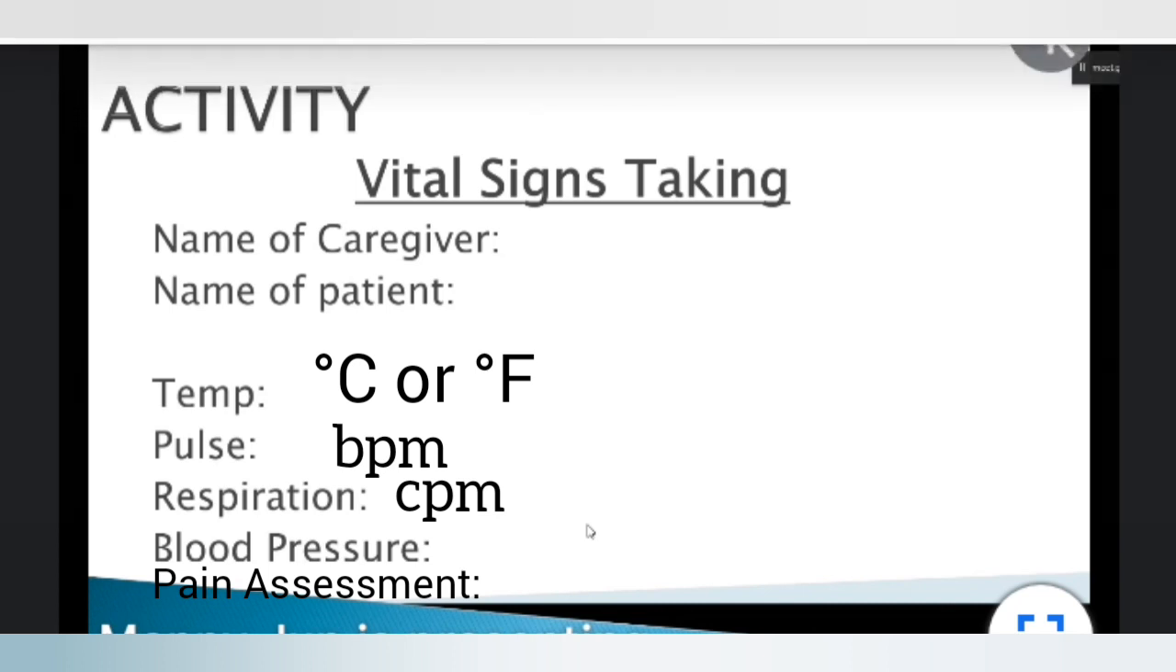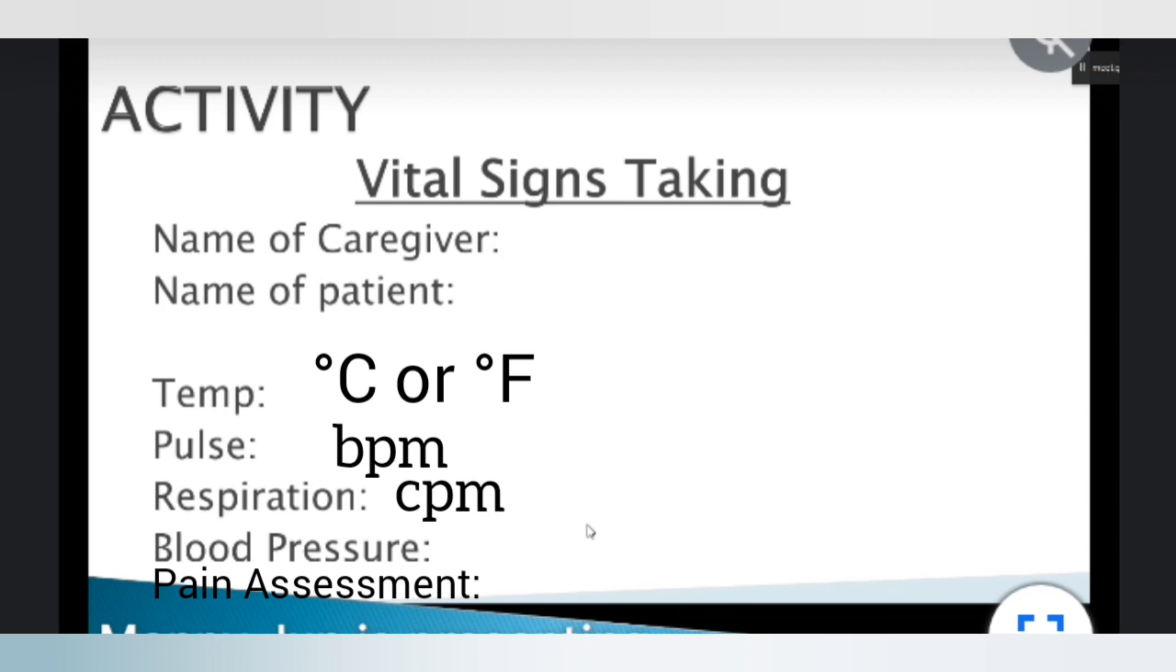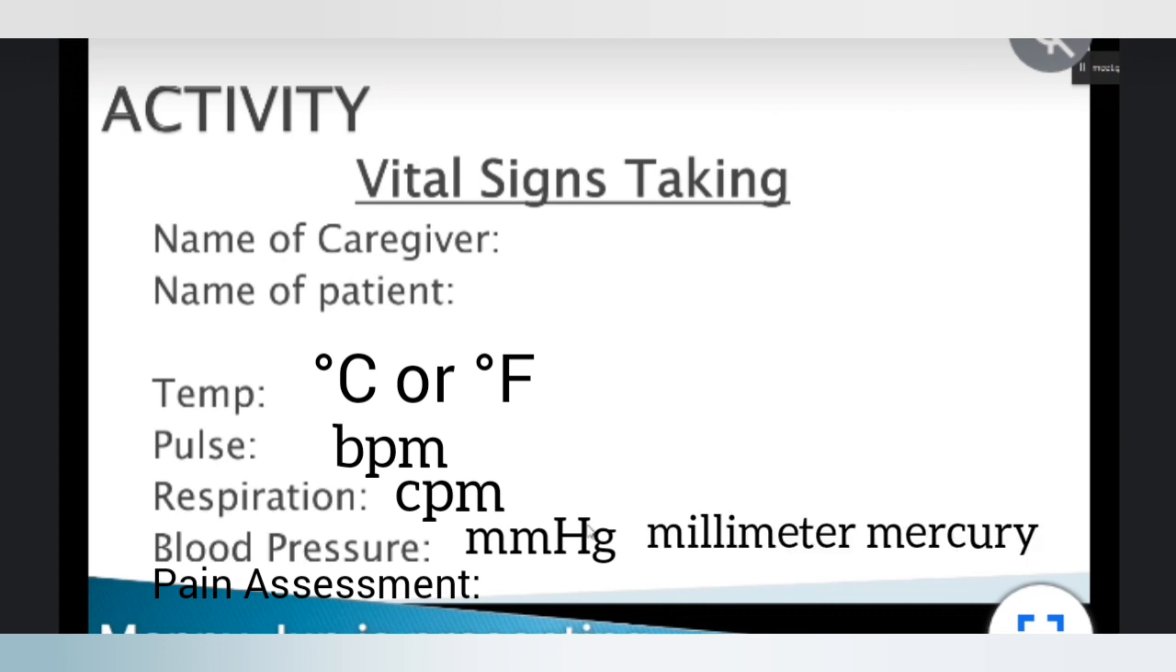For blood pressure, there is the systolic, the top number, and the bottom is diastolic. What is the normal range of blood pressure? That is about 100 over 70, or up to 120 over 80; anything above that is already a disease problem, or a disease condition. The measurement used for blood pressure is mmHg. What does mmHg stand for? That stands for millimeters of mercury. So please don't forget that when you take the blood pressure of your patient.